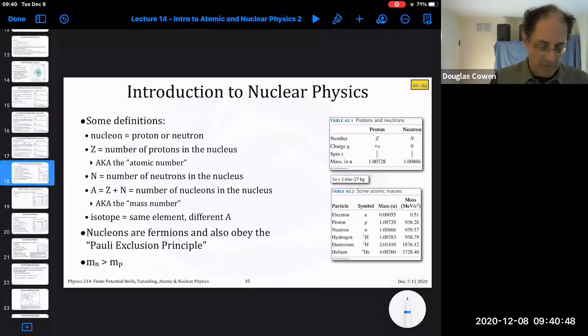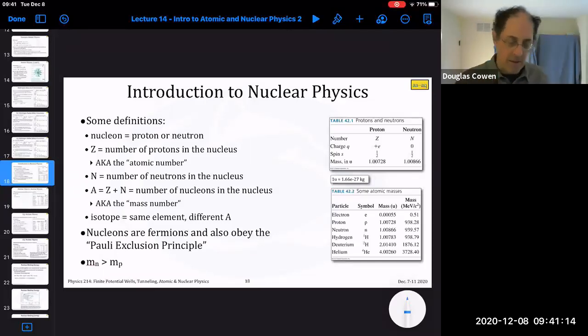So now I'd like to switch gears slightly and talk about nuclear physics. First, some definitions. A nucleon is either a proton or a neutron in the nucleus. Z is the number of protons in the nucleus, also known as the atomic number. And capital N is the number of neutrons. The sum of those two, Z plus N, is abbreviated with the letter A, and that's the total number of nucleons in the nucleus. This is also called the mass number.